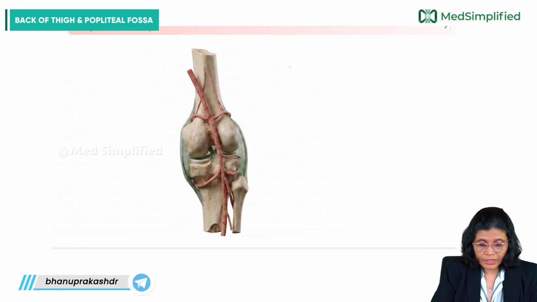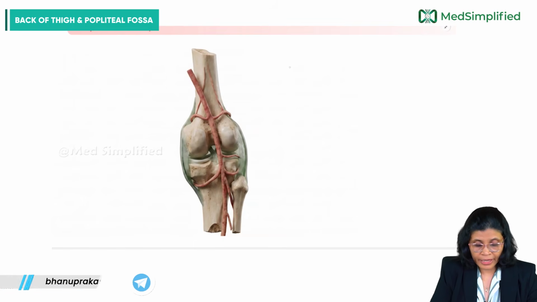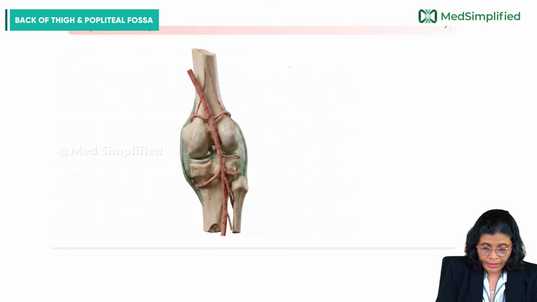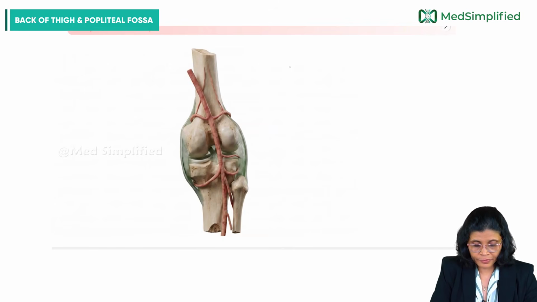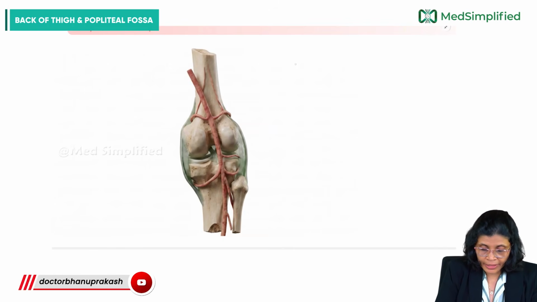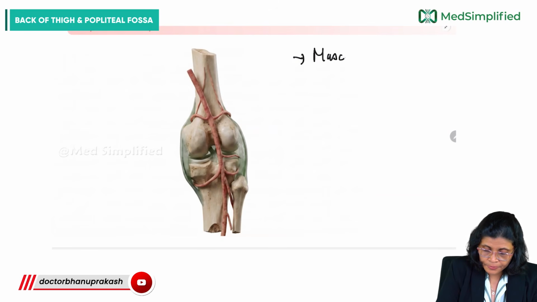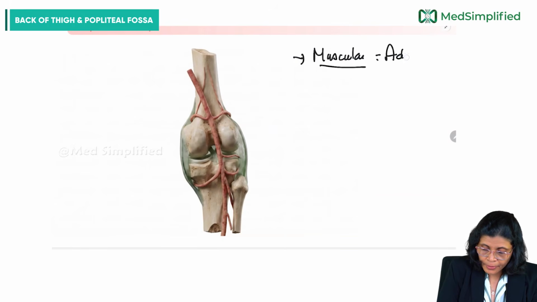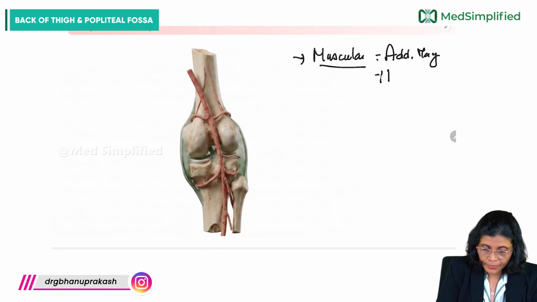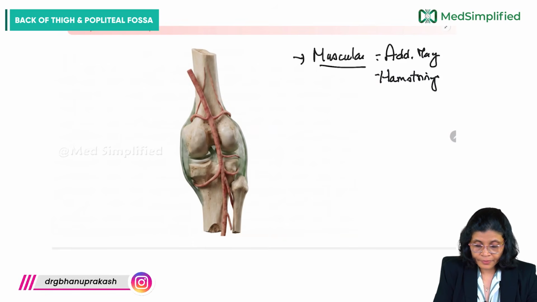So cutaneous branches basically pierce the roof and supply the overlying skin. The muscular branches are very large, and the muscular branches will be supplying mainly the adductor magnus and hamstring muscles, the hamstring muscles in the upper part.